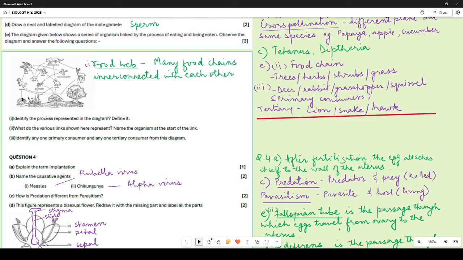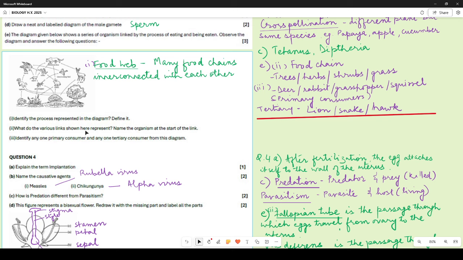And if someone has written it, it represents, because the process is given over here. So if someone has written that it is the transference of food from one organism to another through a sequence of eating and being eaten, that is also correct.